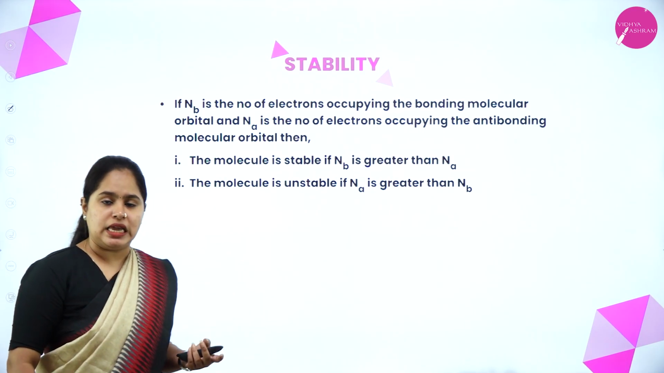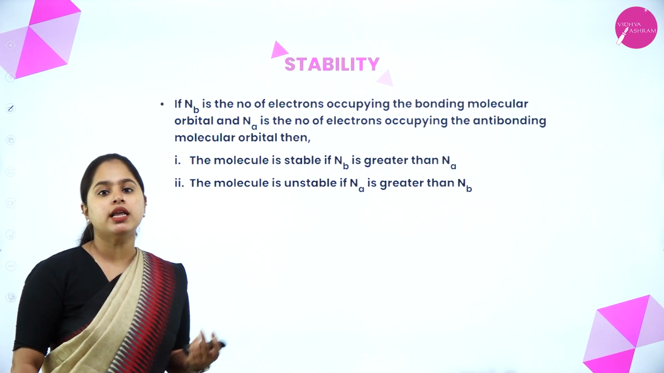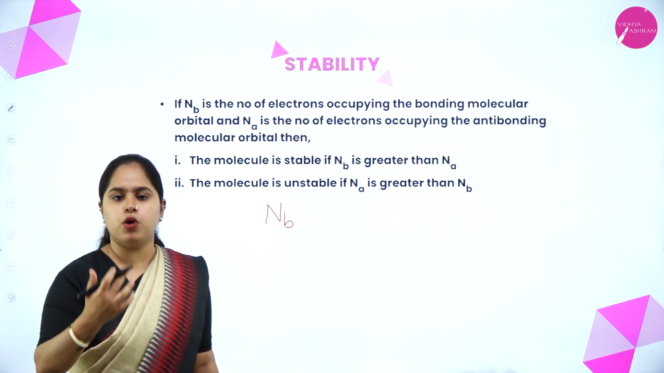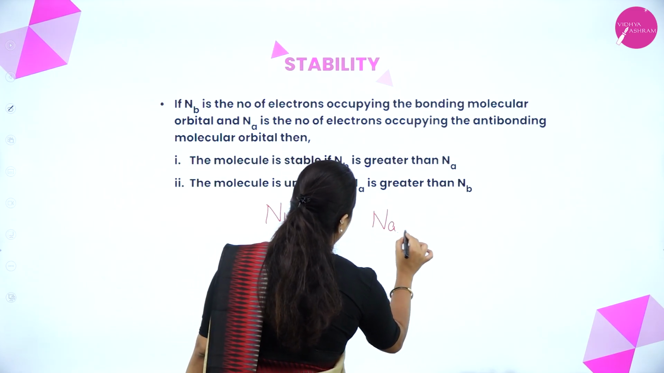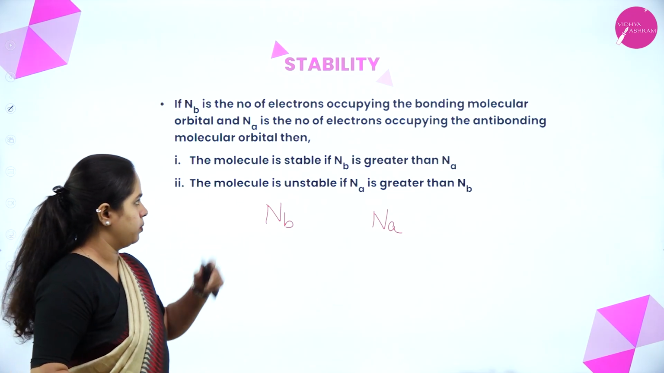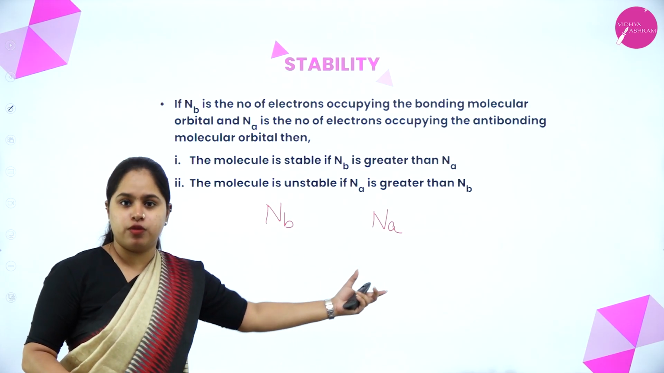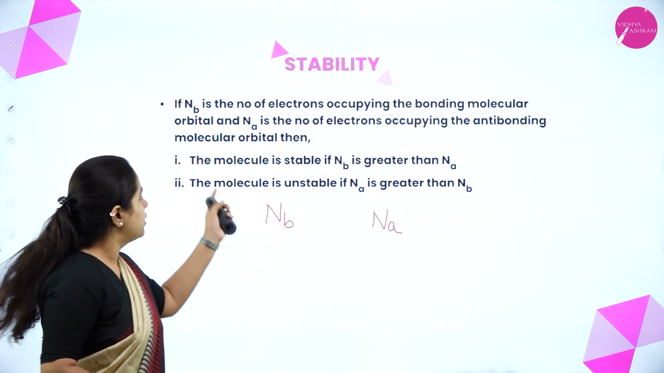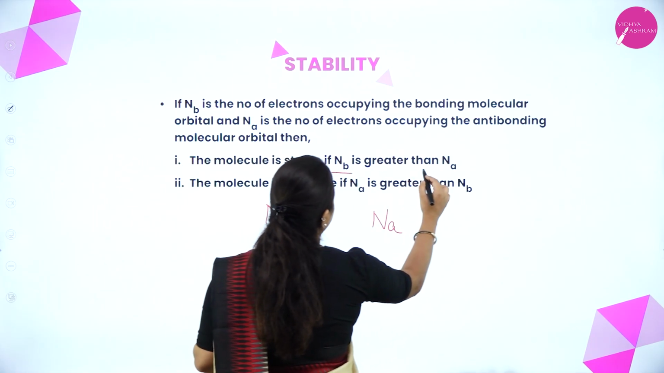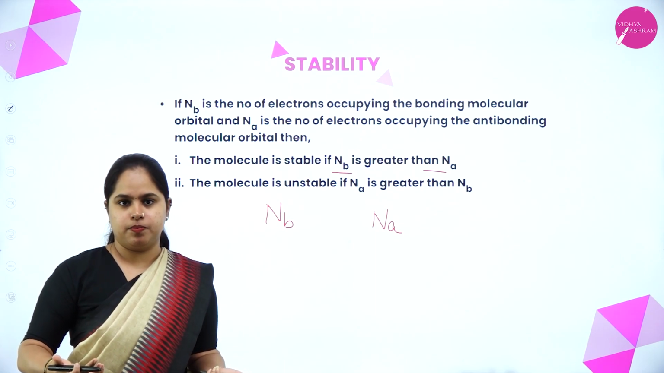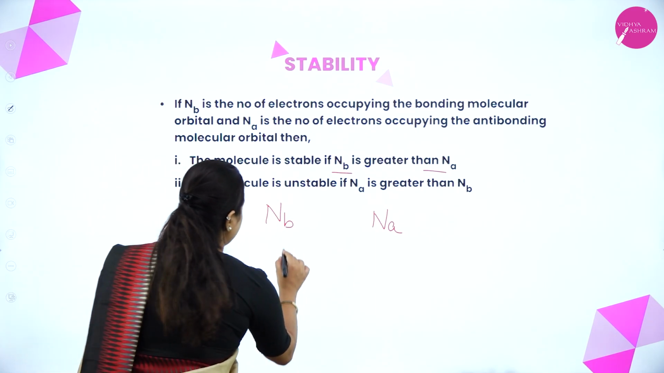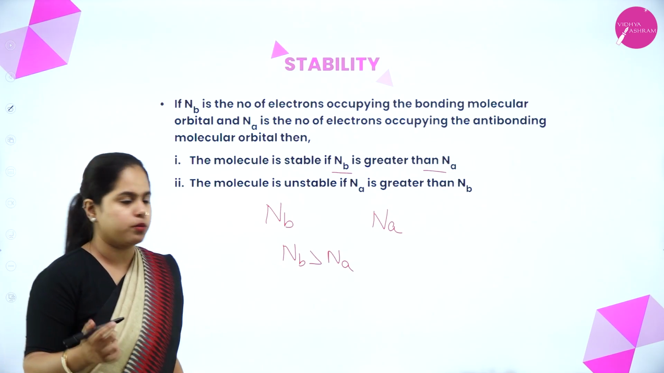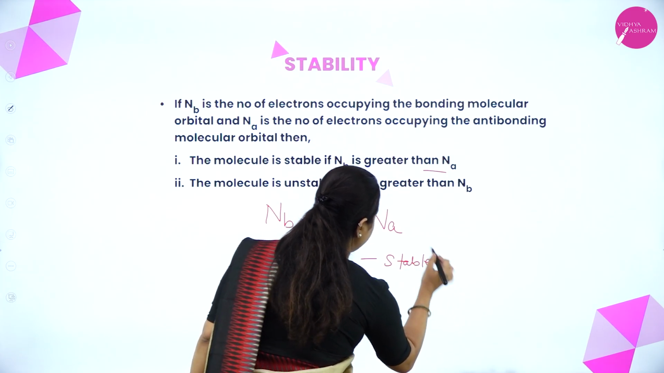If Nb is the number of electrons present in the bonding molecular orbital and Na is the number of electrons present in the anti-bonding molecular orbital, then if we know these numbers, we can predict the stability. If the molecule is stable, then Nb will be greater than Na. The bonding molecular orbital is the one that takes part in the bond formation. So if the number of electrons in the bonding molecular orbital is greater than the number in the anti-bonding molecular orbital, we can predict that the molecule will be stable.